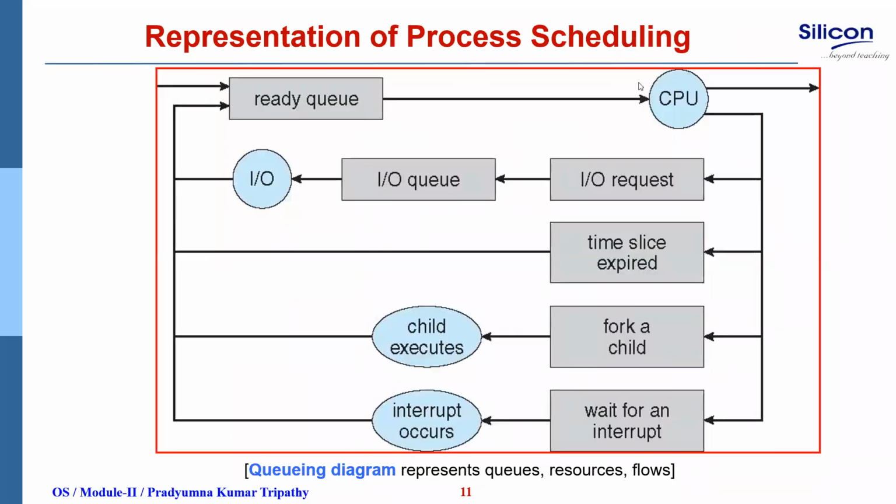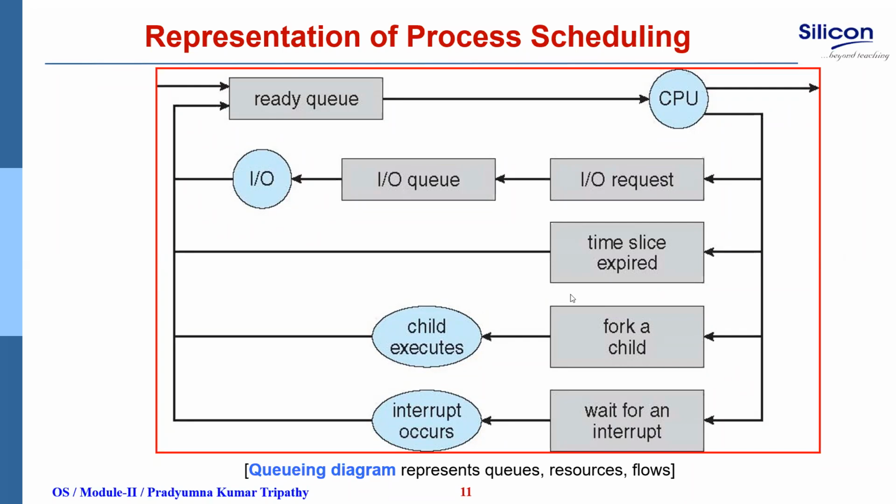Is that understood? So now let us go to a very interesting diagram, the representation of process scheduling. This diagram is known as the queuing diagram. This represents the queues, resources and flows: what the different queues are, and how the resources and the flow work. Correct?